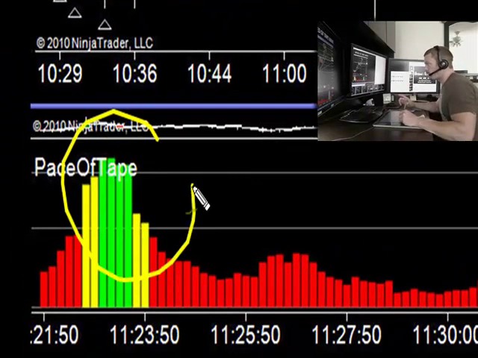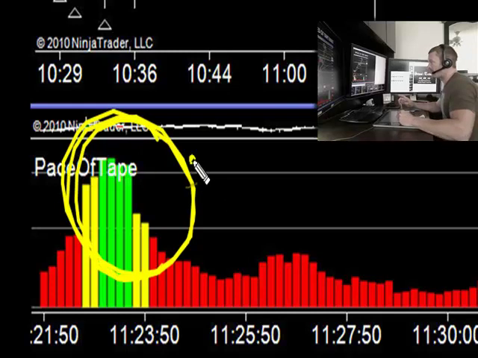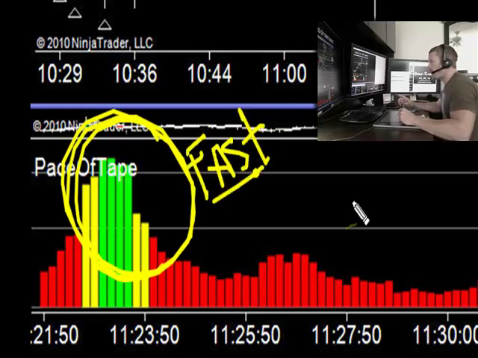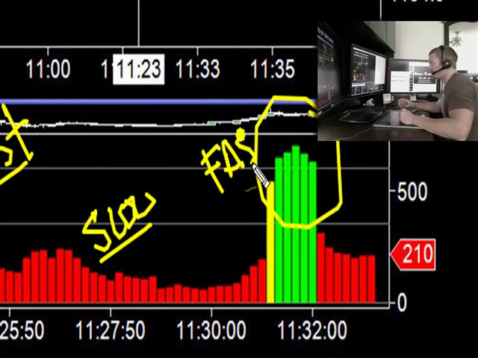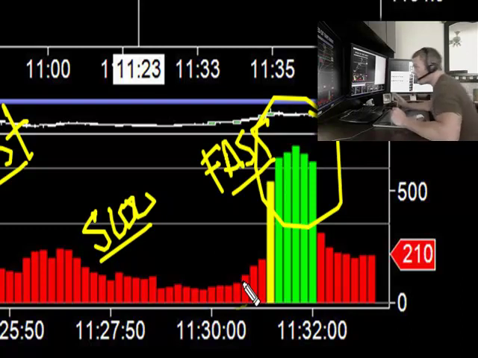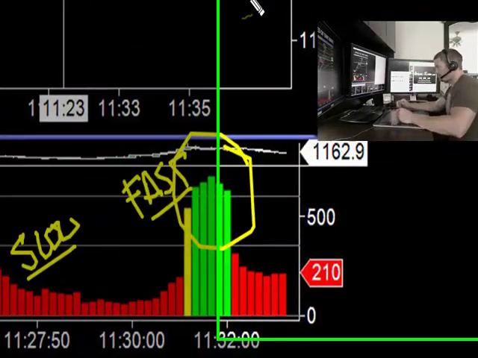We have green and yellow on the left, right? That means fast. Then we have red in the center. This means slow. And then back up to green and yellow, back to fast again. All right. Now we know when the wave indicator sets off, right?